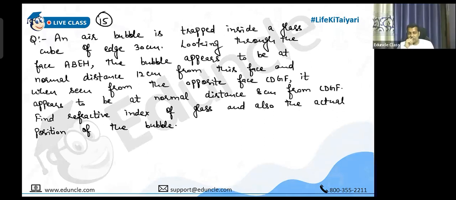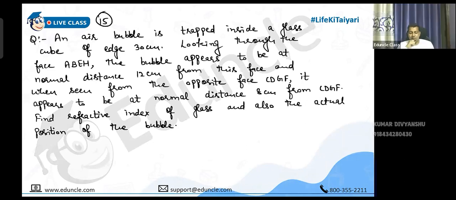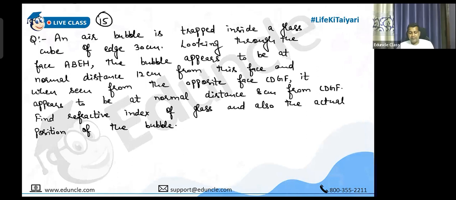Instead of glass slab, now they are saying glass cube. So it has become a little bit difficult. Not so much, but some things we have to keep in mind. Can we use the concept of real depth and apparent depth? Yeah, that's what we will be using. But still, we have to be careful about the diagram and what is happening.